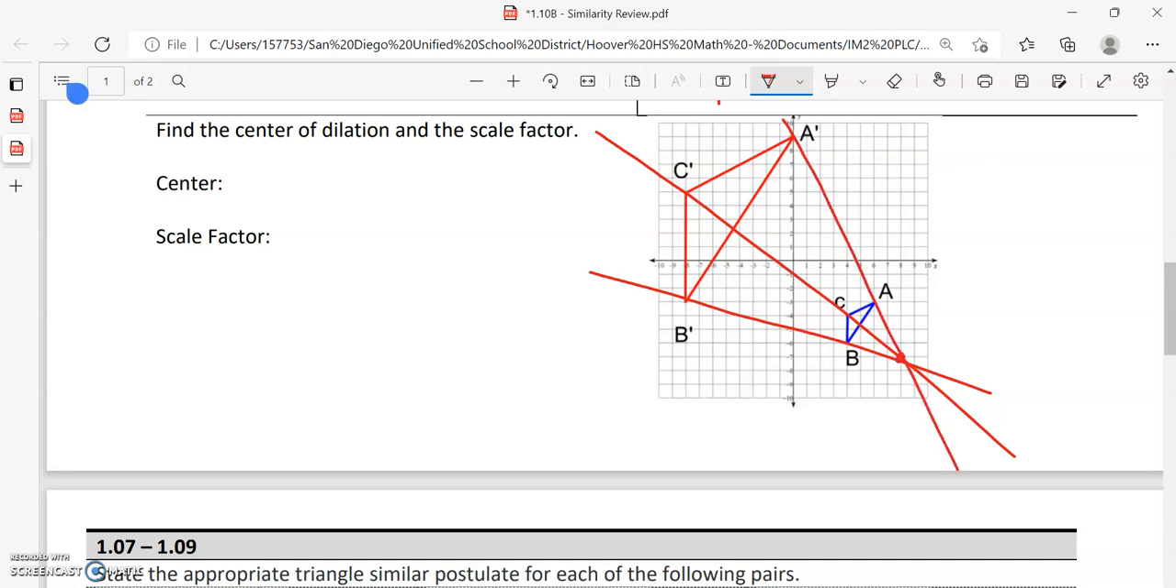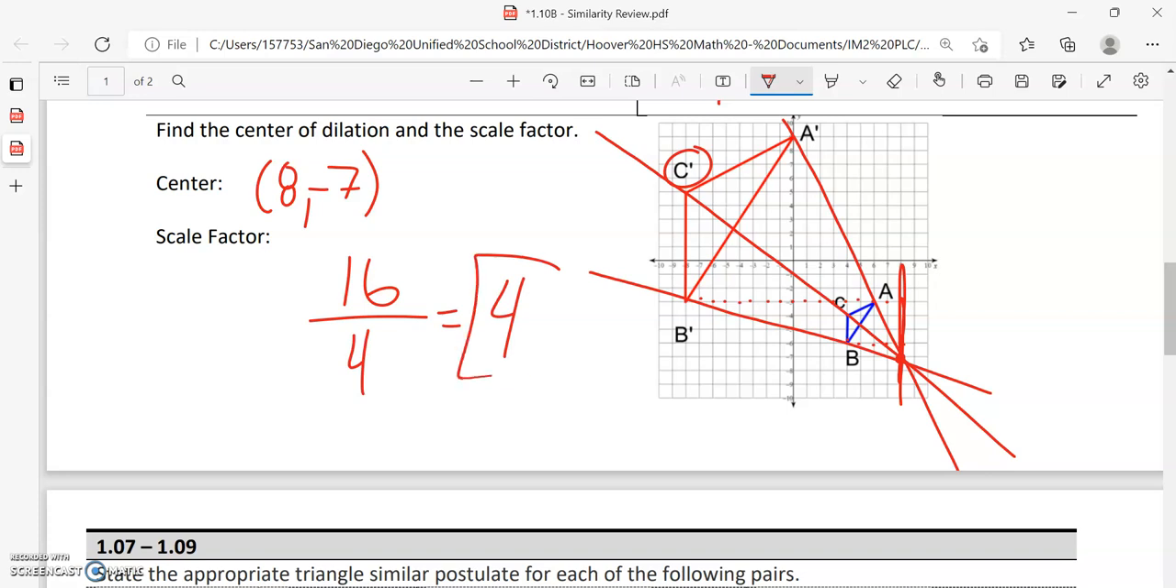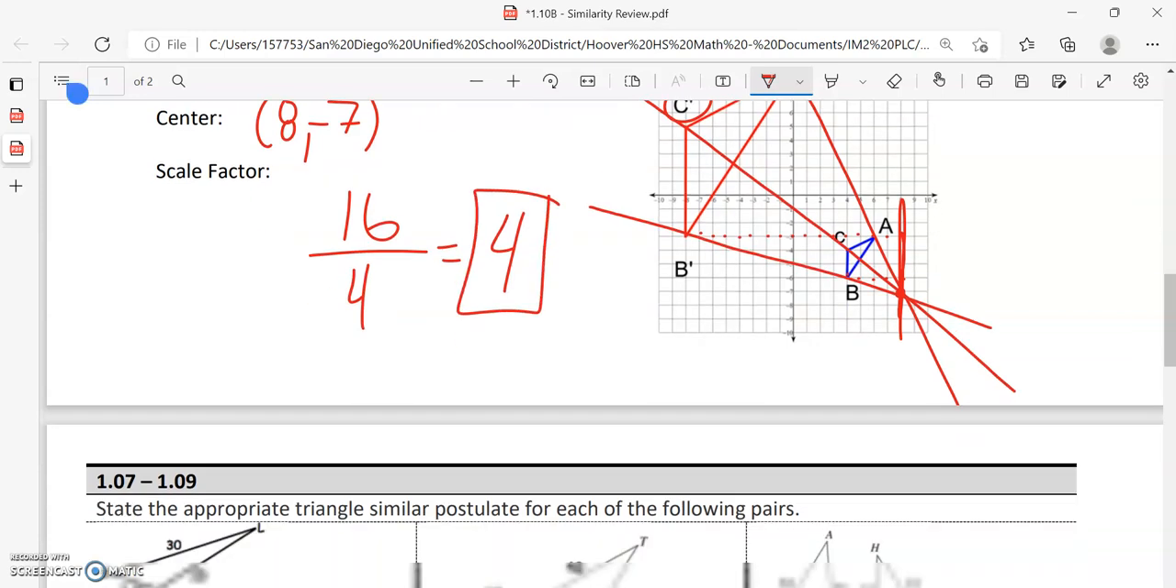So that looks like it's our center of dilation, which is over to 8 and down to 7. So center is 8, -7. Now we got to find our scale factor. This big triangle is our new one, so that number is going to go up top. I'm going to count from B over to my center. So from here, 1, 2, 3, 4, 5, 6, 7, 8, 9, 10, 11, 12, 13, 14, 15, 16 over. So 16 goes up top. That's our new. And now from our old, 1, 2, 3, 4. 16 over 4 equals 4. So our scale factor is 4. So 4 times larger.